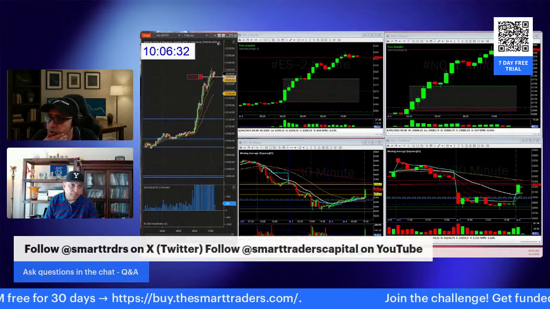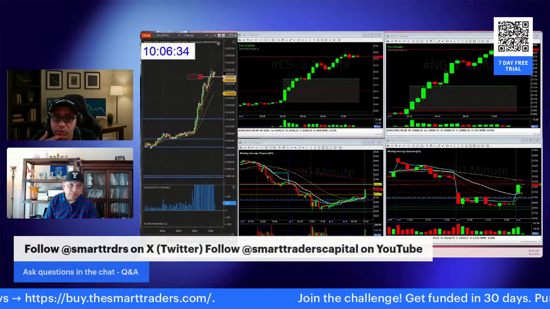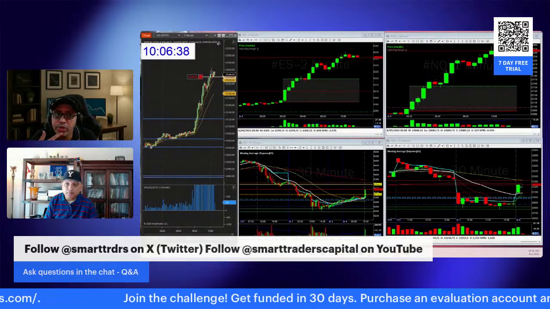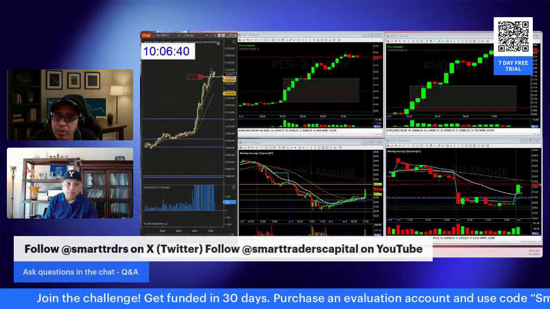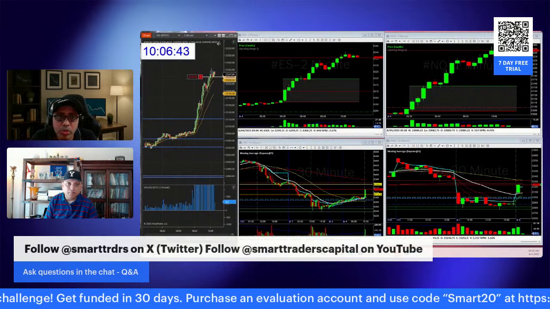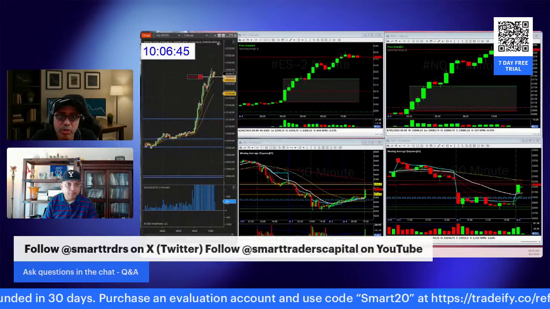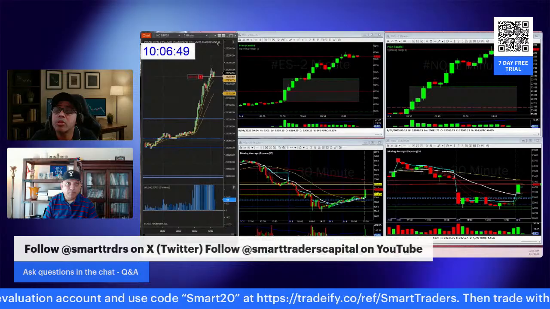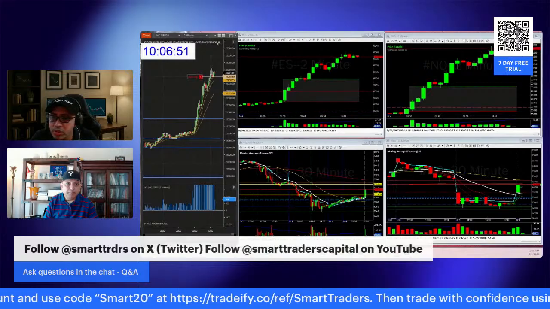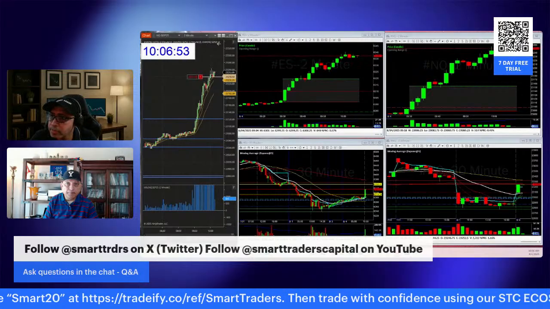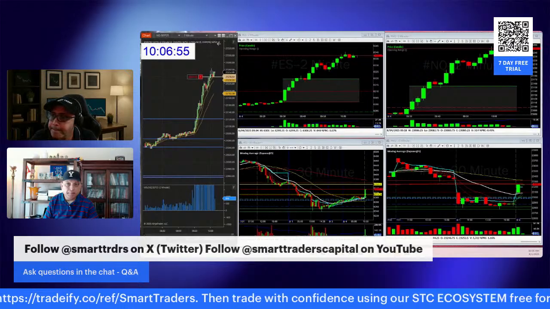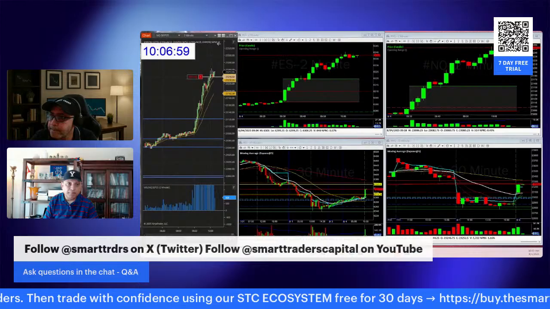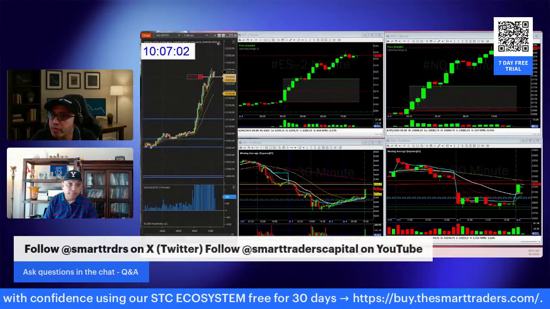Coming down, come on. NQ tricked us, went a little bit under 23,240 and moved back up. We don't want it to hold over 23,240, come on. That's not gonna work if it's gonna hold this level. Two and a half minutes over.